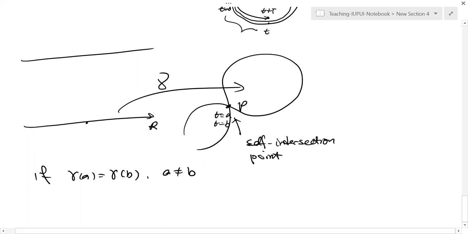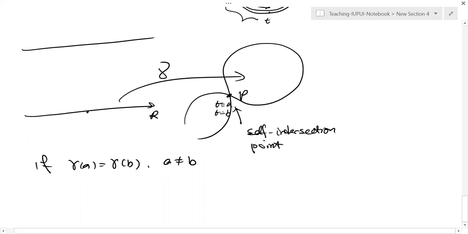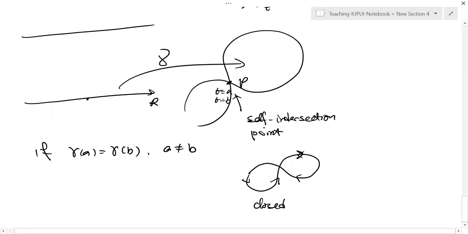Now, how do we handle it if it's a periodic function? How can I describe the self-intersection point? What happens is like that, going this way. This is a closed curve with a period of T. How can I describe that point? If I just say gamma a equals gamma b for some a, b, then for a periodic function this is always true, right?